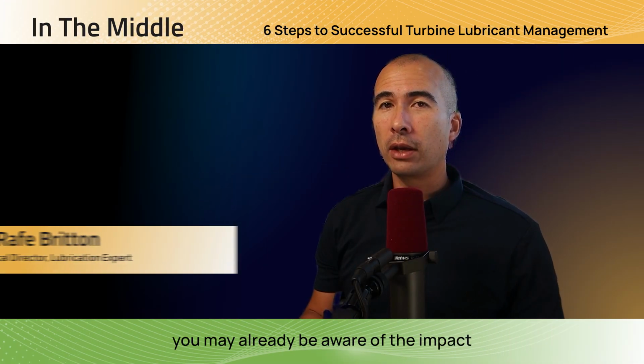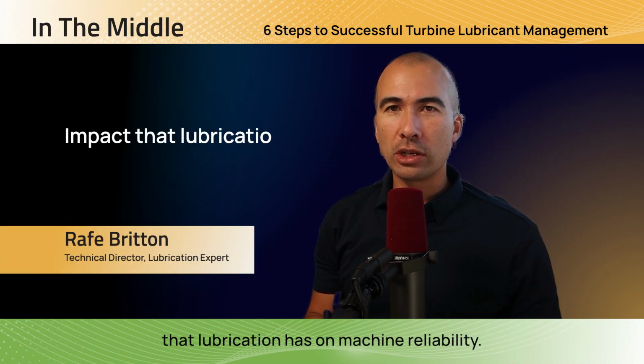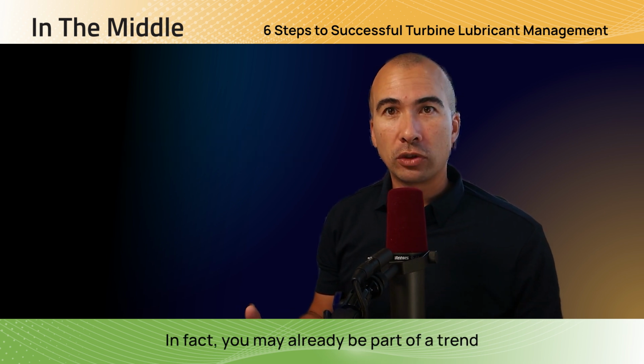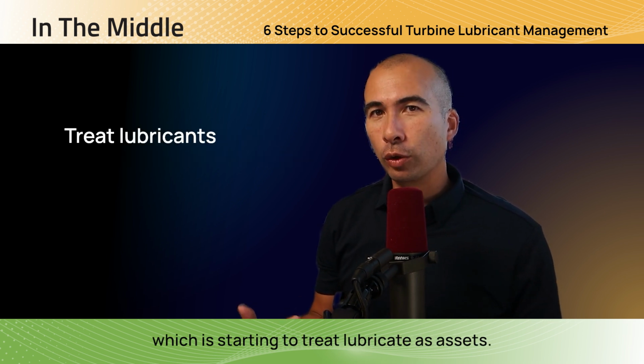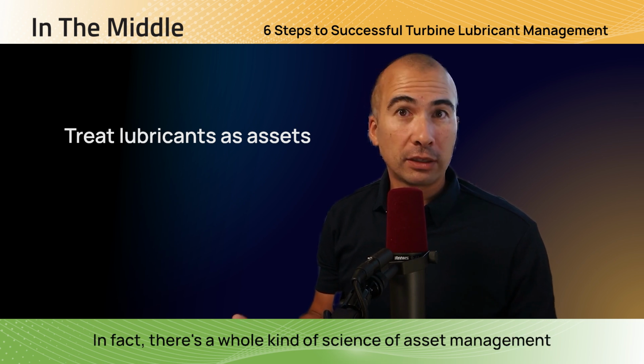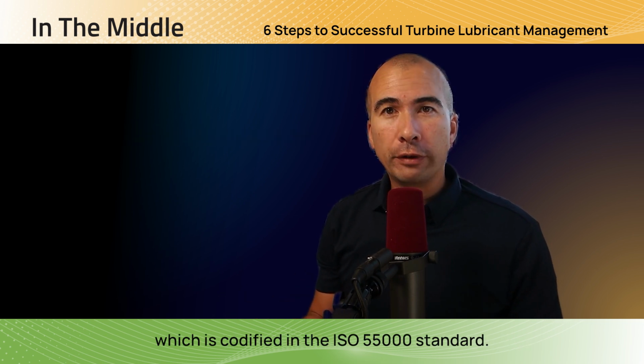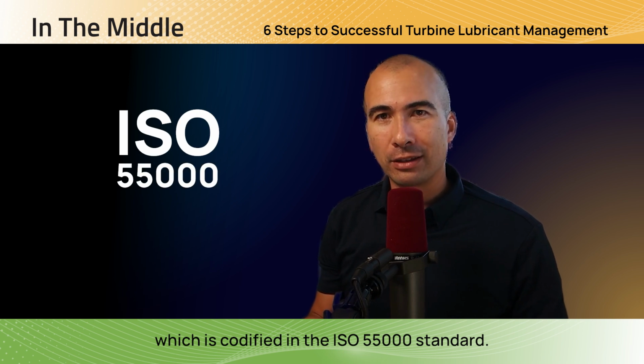If you're watching this, you may already be aware of the impact that lubrication has on machine reliability. In fact, you may already be part of a trend which is starting to treat lubricants as assets. There's a whole science of asset management which is codified in the ISO 55000 standard.